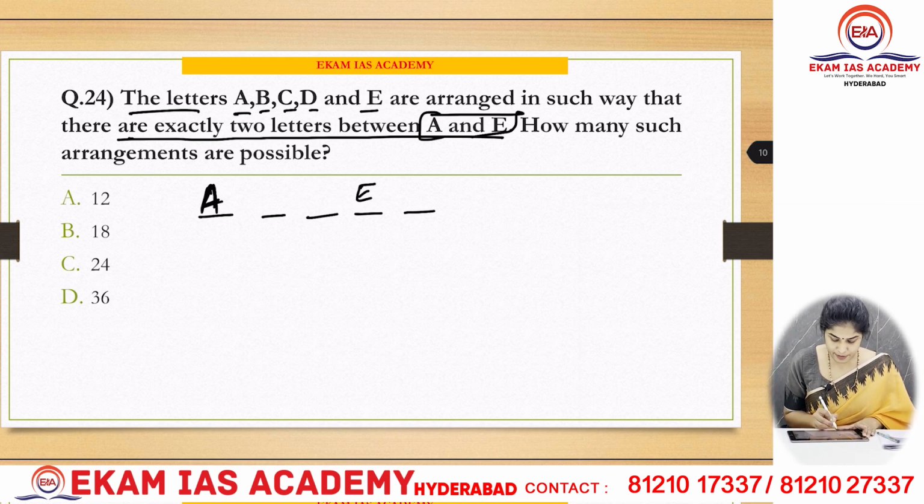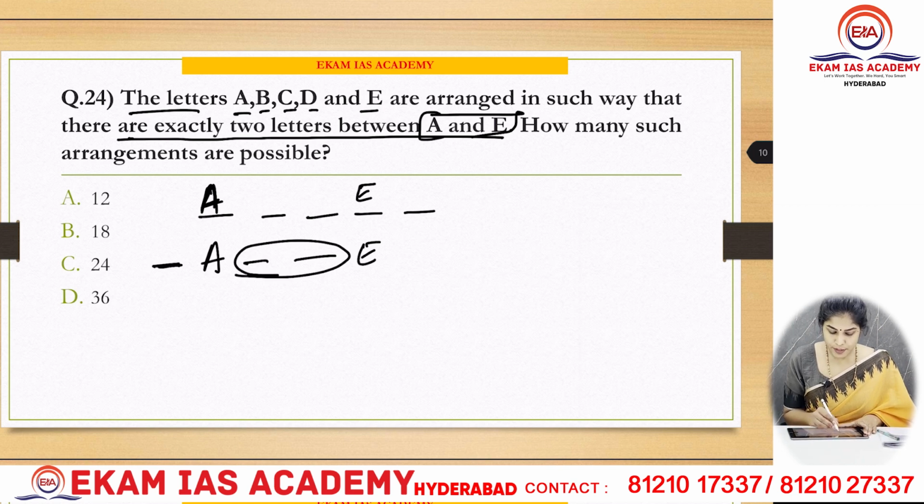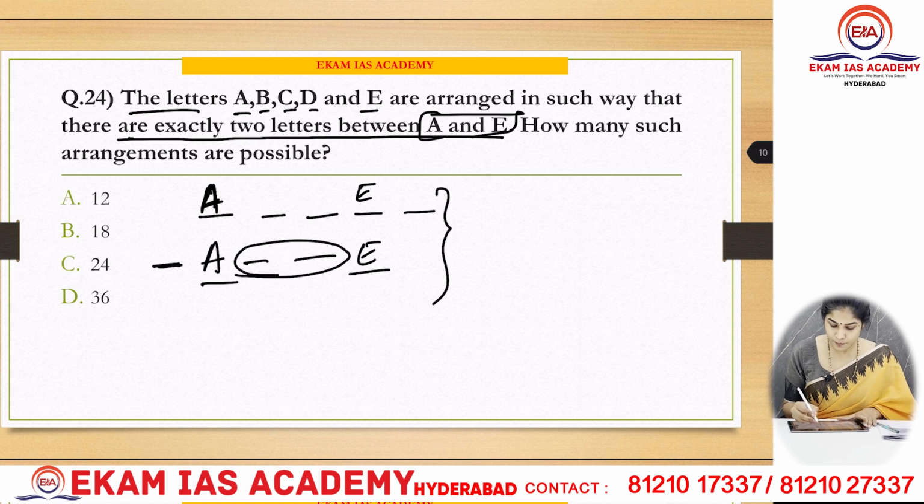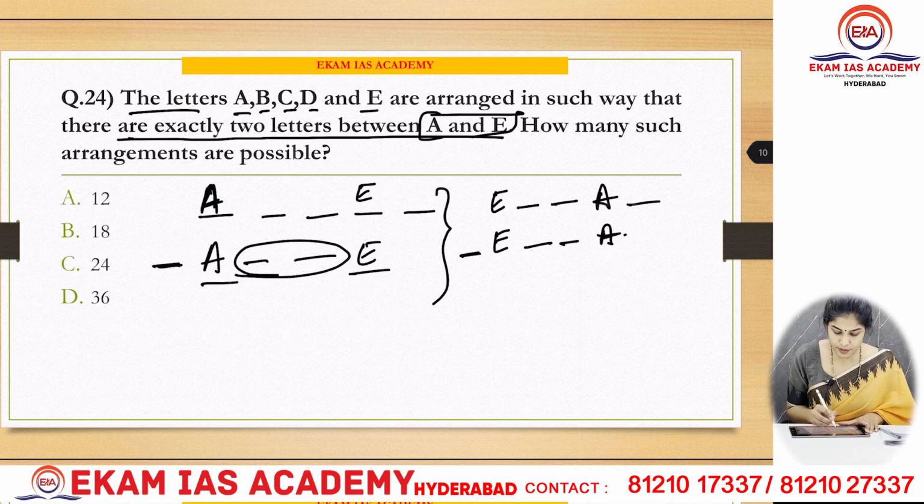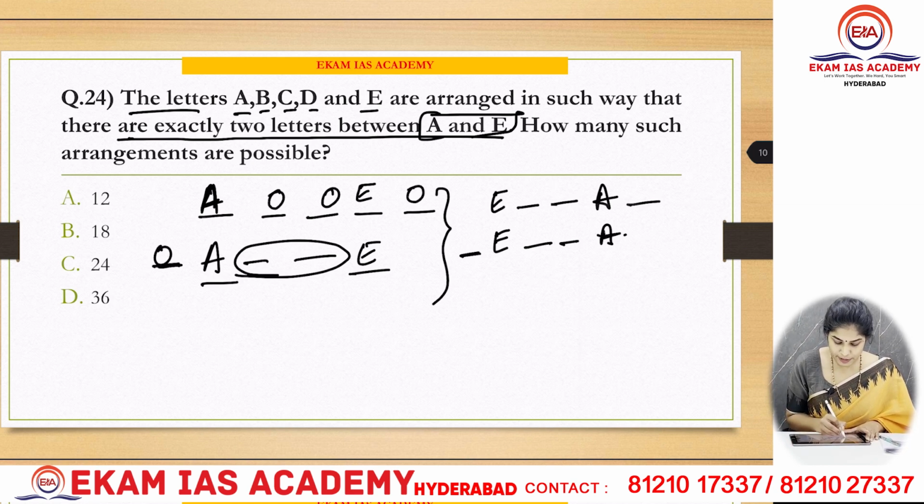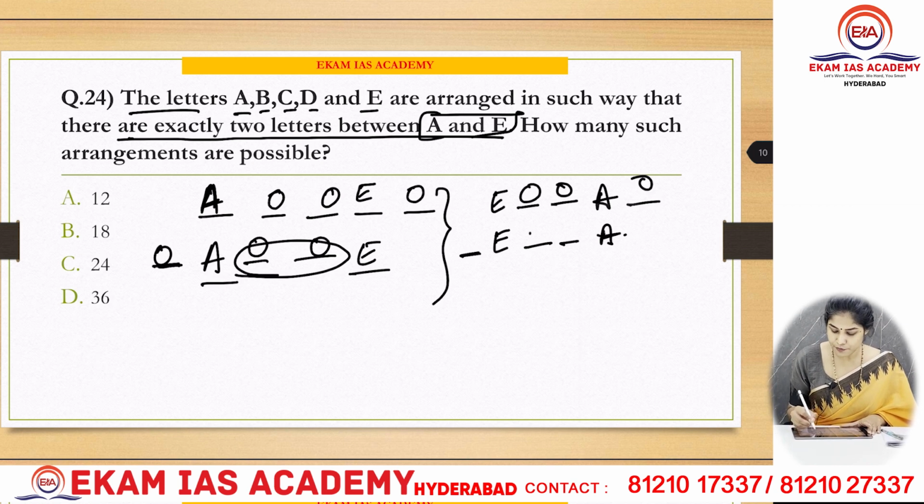We can write this as A, exactly 2 letters, and E. There are exactly 2 letters between A and E. So this is 2 possibilities, and another 2 possibilities are, we can shift the letters, right? So we can write it like this: E, exactly 2 letters and 1 more. So 2 before 1 letter and A. So here we have 3 letters, which is 3 factorial. What is 3 factorial? 3 into 2 into 1, which is 6, right?